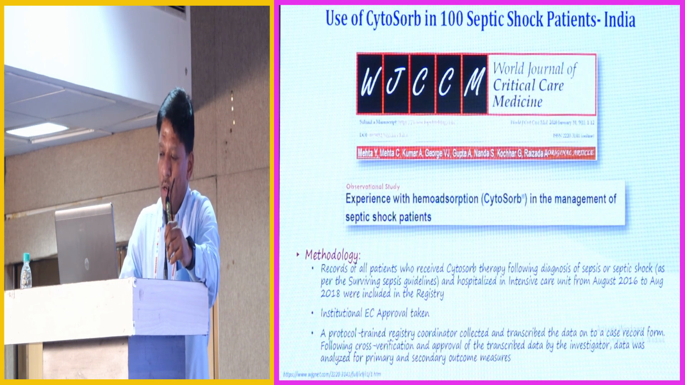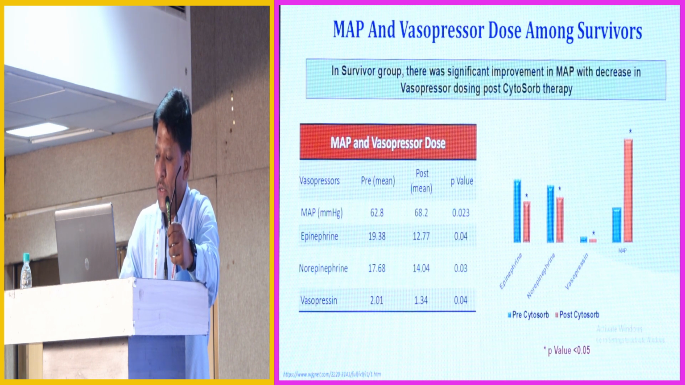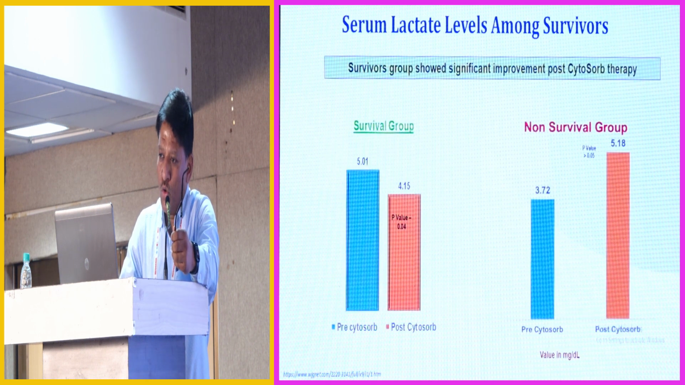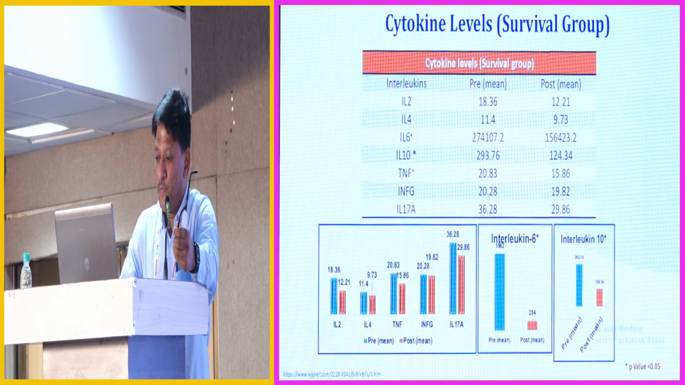And this was another retrospective data from Dr. Yatin from Delhi, of 100 septic shock patients in India. And he also more or less showed the same data, that requirement of noradrenaline coming down, MAP improving. Also he showed that early use improved outcomes. And in his study, he actually measured most of the cytokines, IL-2, IL-4, IL-6, IL-10. There was basically all the cytokines he could show a significant reduction when the cytosorb filter was used.